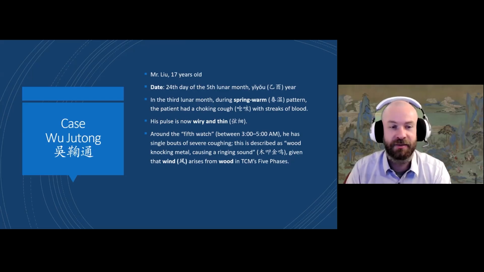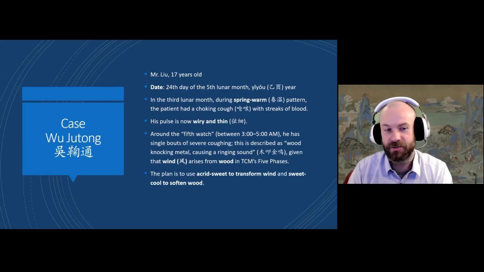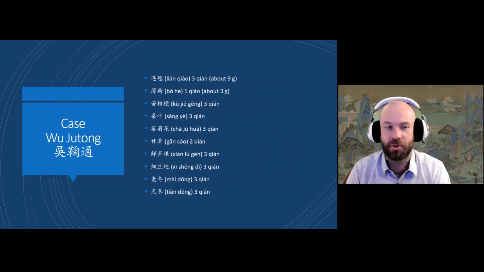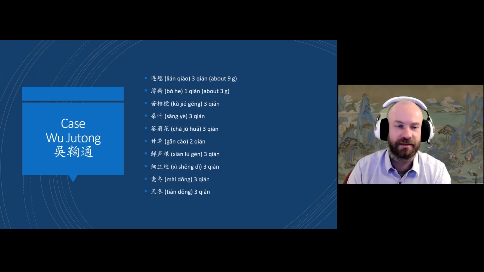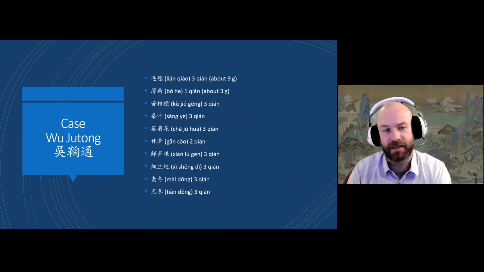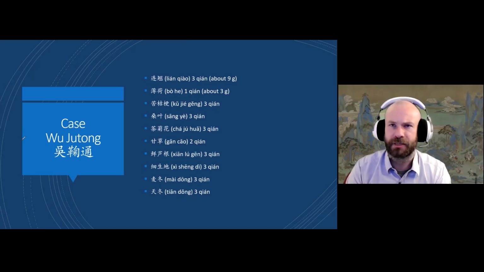I'm not sure. Given that wind arises from wood in the TCM five phases, the plan is to use acrid sweet to transform wind and sweet cool to soften wood. The prescription was Lianqiao, Bohe, Ku Jiegeng, Sangye, Ju Hua, Gancao, Lugen, Xisheng Di, Maidong, and Tiandong. So he's adding a lot more of these moistening and blood layer herbs as well. I think these ones are all in the original prescription for Yinqiào Sǎn.